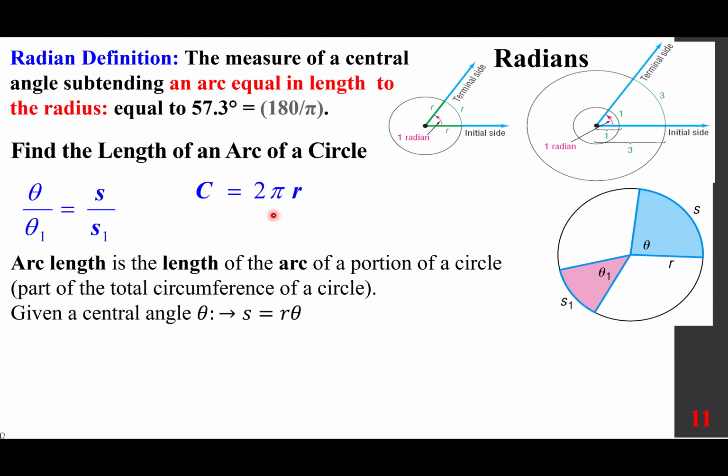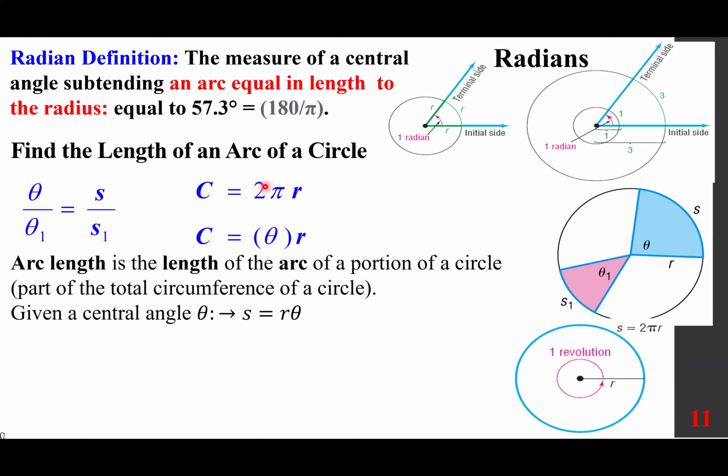So if it's not a complete revolution, but it's some radians, for example, theta radians, remember, S is 2 pi r for a complete revolution. But if it's a portion of it, then 2 pi changes to theta because theta is a portion of that. So therefore, S equals R theta. That's how we calculate S equals R theta. This is the justification for that.